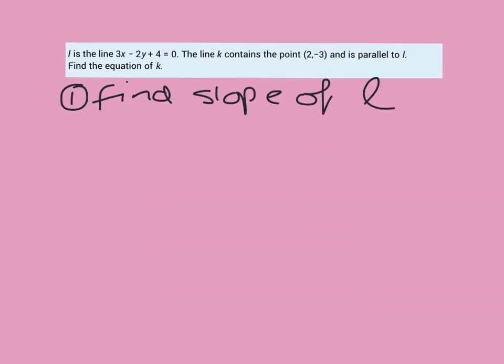Okay, so here we have a different question, and it says L is the line 3x minus 2y plus 4 equals 0. The line K contains this point here, (2, -3), and is parallel to L. Find the equation of K. So just pause the video here, have a go at trying to find the slope of L first, and then we're going to use that to find the equation.